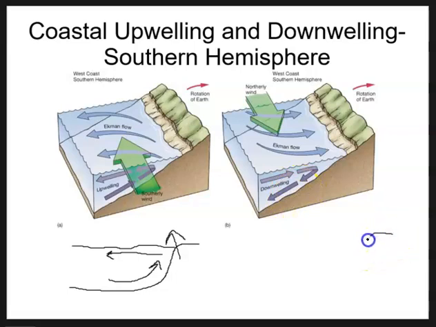And again, I can show you an ocean profile. So here's the coast, here's the seafloor. Here is the surface of the water. Here is the wind. And 90 degrees to the left of the wind's direction is going to be in this direction. So the water is going to be running into the land, and then it's going to be diverted down. So we end up with downwelling in this situation.